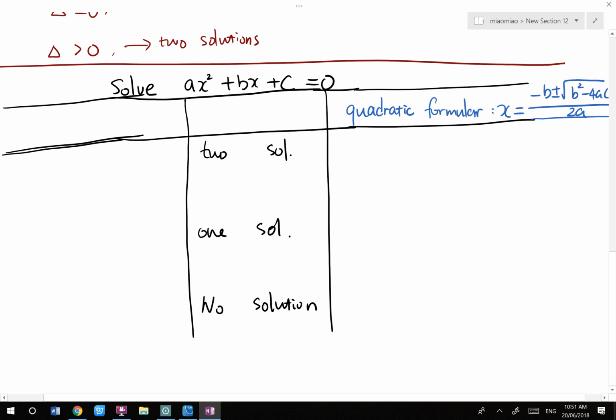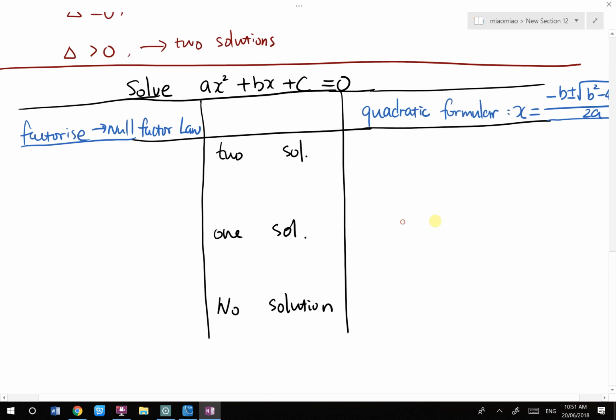And the second method I can use is factorize. Okay, we want to use factorize and then the quadratic formula. We can use both methods, like factorize and use the quadratic formula. So two solutions is very easy.